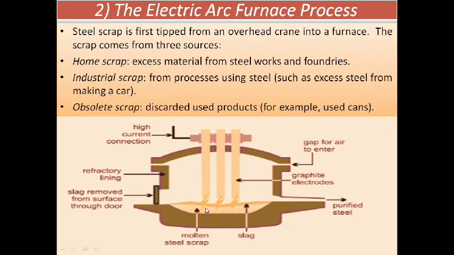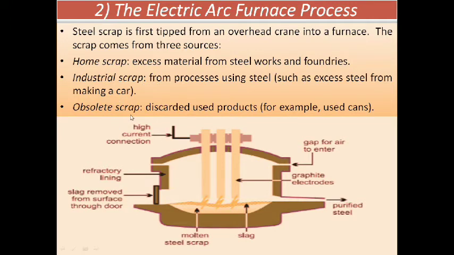Here is the addition of steel scrap: the home scrap, then the industrial scrap, then the obsolete scrap. Home scrap means excess material from the steel works and foundries. Industrial scrap is material utilized from processes using steel, such as excess steel from making a car. This is also called scrap.